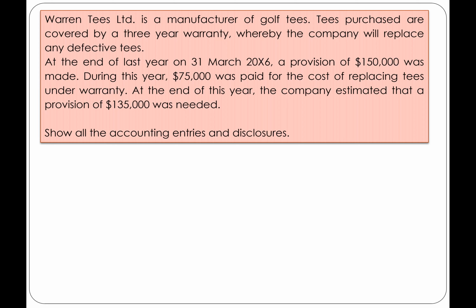Then during this year, we took 75,000 from the 150,000 and paid for the replacement of some tees that were under warranty, which means we went on and debited the provision by 75,000 and credited bank because we're actually paying money, which means the balance that was left in the provision account was 150,000 that was there minus the 75,000 that we paid, which means the provision account now had 75,000.